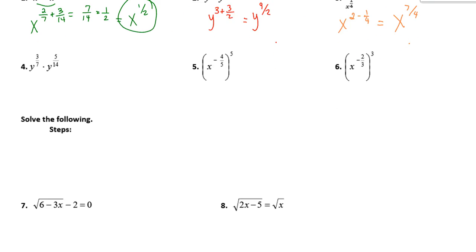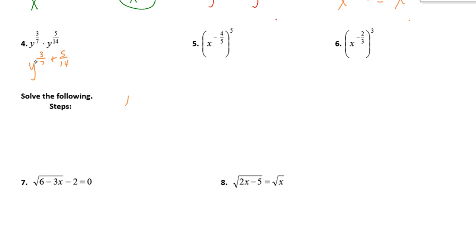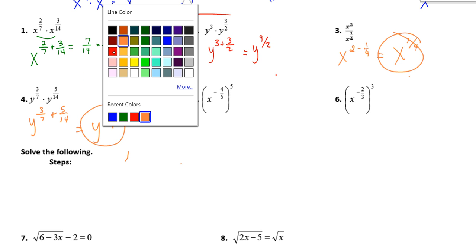Right, we're multiplying, which means we need to add those powers together. That's 3/7 plus 5/14. I think that's almost the exact same problem. Okay, that's going to end up being y. These two added together, that's 11/14. And that's it. Forgot to circle.